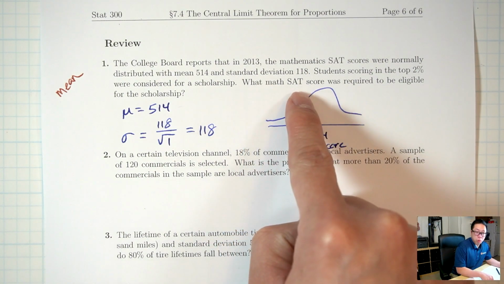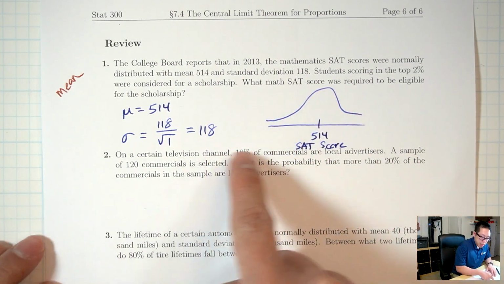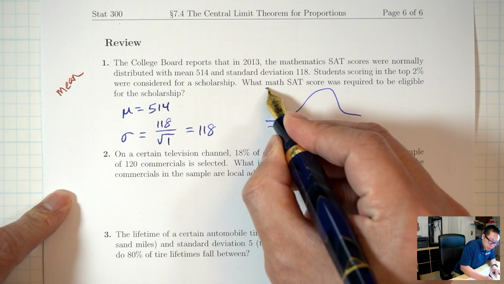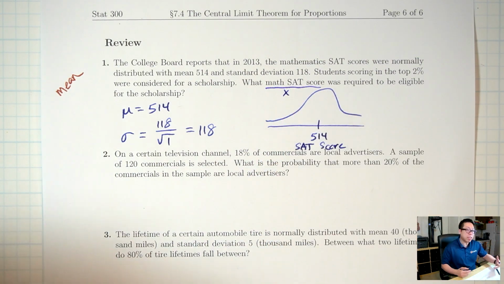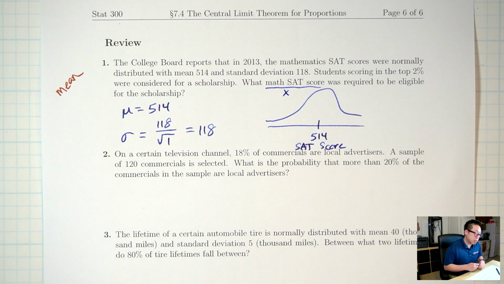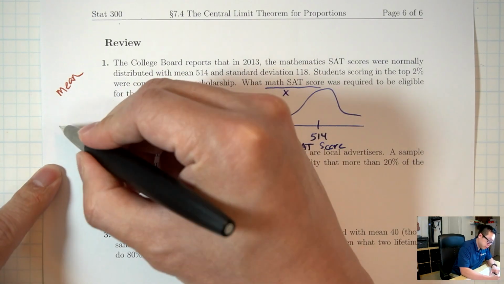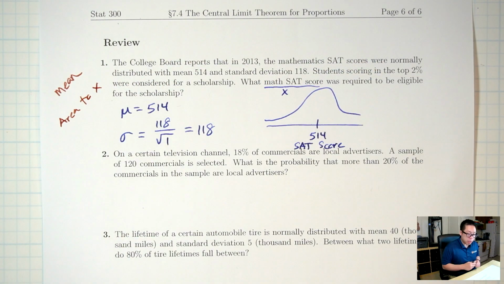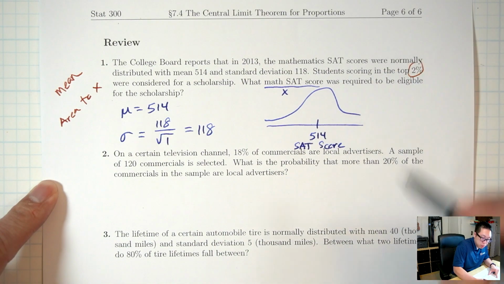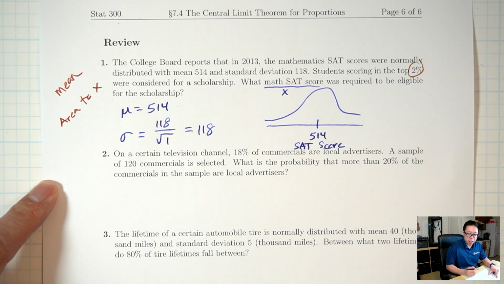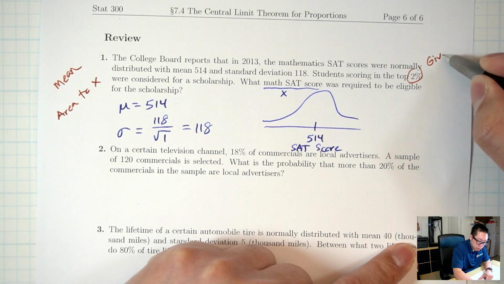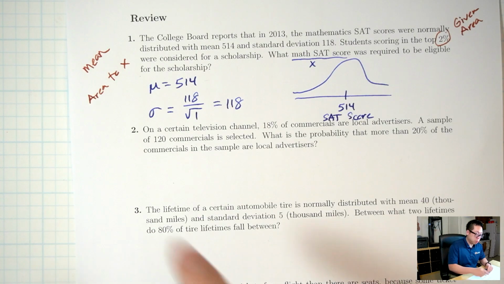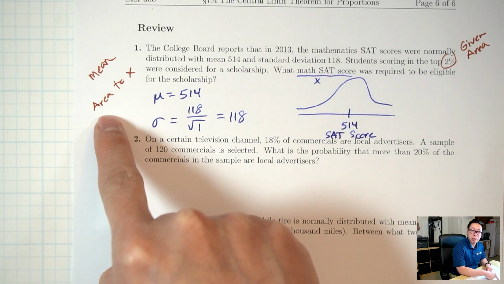It says what math score, right? What math SAT score? We said SAT scores were on our x-axis, so actually this is asking what x. So it's looking for x as the final answer. So this would have to be an area to x question. Another way that you can figure this out is notice that I'm giving you this 2%, right? So I'm giving you an area. So I'm starting you off with an area, so it would have to be the one that starts off with an area, which is area to x.